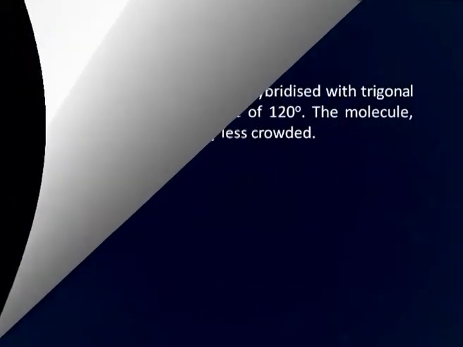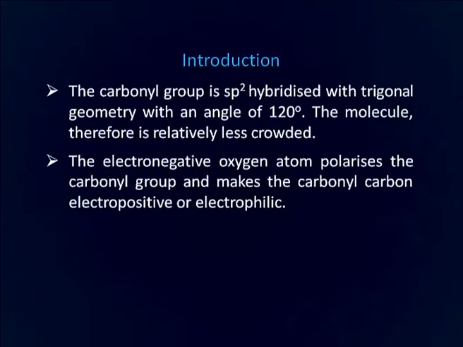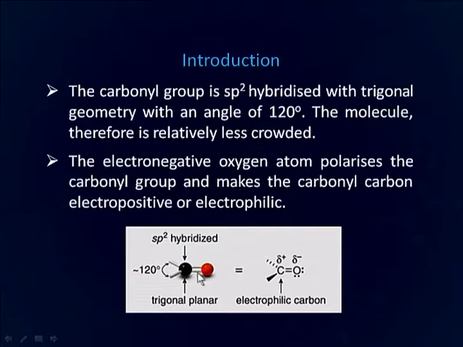The carbonyl group is sp2 hybridized with trigonal geometry with an angle of 120 degrees. The molecule therefore is relatively less crowded. The electronegative oxygen atom polarizes the carbonyl group and makes the carbonyl carbon electropositive or electrophilic. As can be seen in this figure, this oxygen is electronegative compared to carbon. As a result, there is development of poles in the molecule, and because of which this carbonyl carbon is electrophilic in nature. We will now discuss the nomenclature of aldehydes.